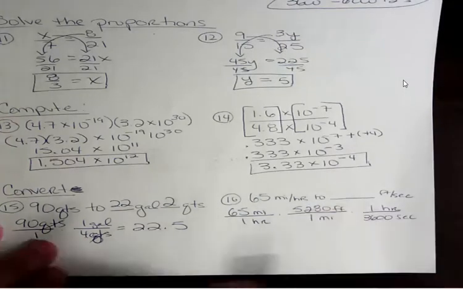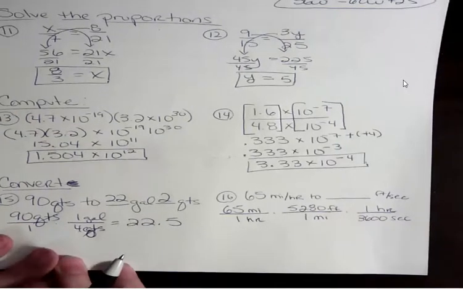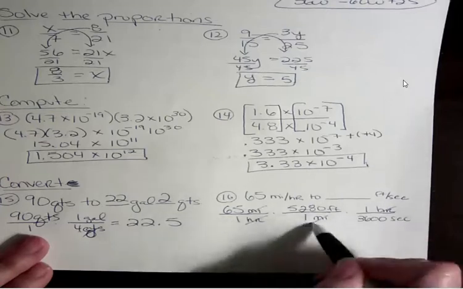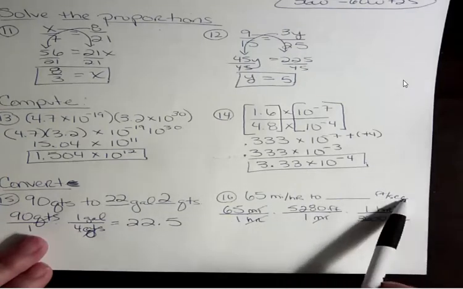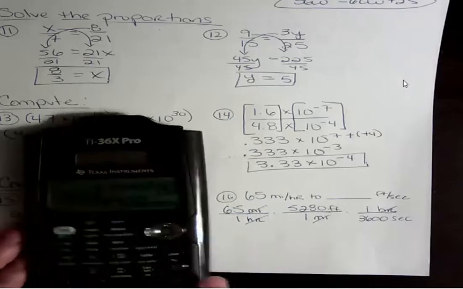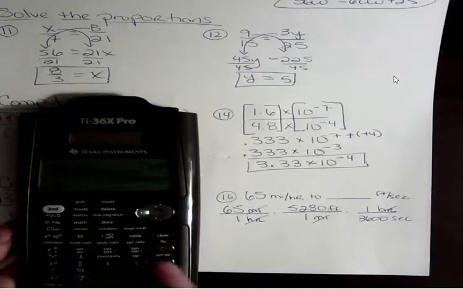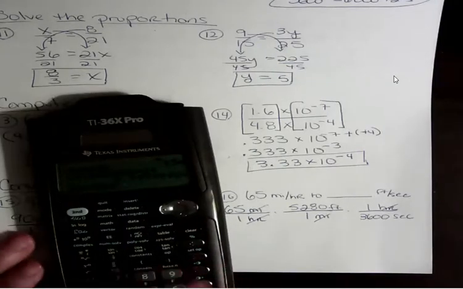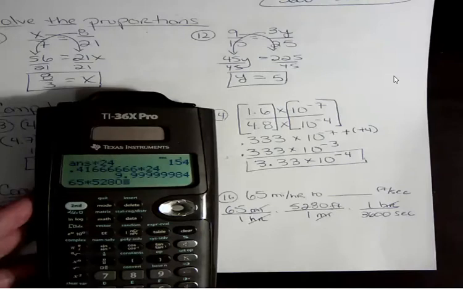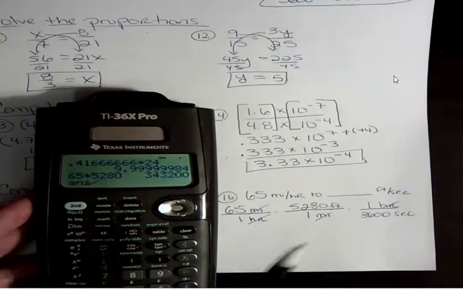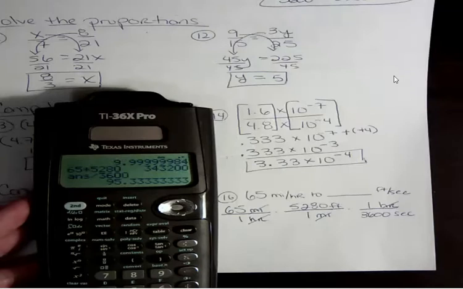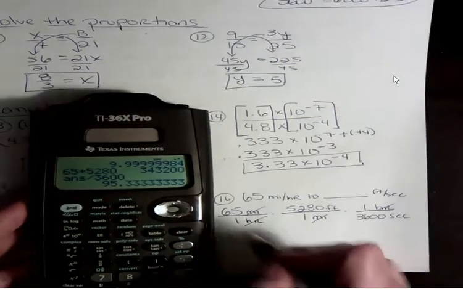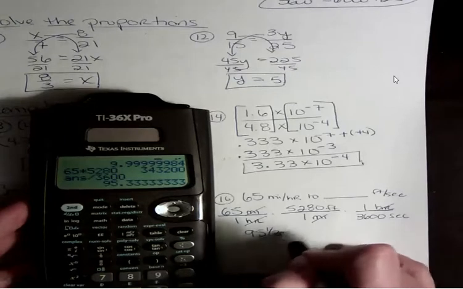How did I get that? Well, there's 60 minutes and then 60 seconds in a minute, so 60 times 60. So what happens here is that the hours cancel and the miles cancel, and that's going to leave feet per second, which is what I want. And then the calculation is multiply what's on top, 65 times 5,280, and then divide that by 3,600. And that gives me 95.33333, which I'm going to call 95 1/3 feet per second.